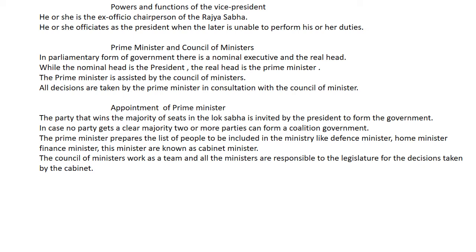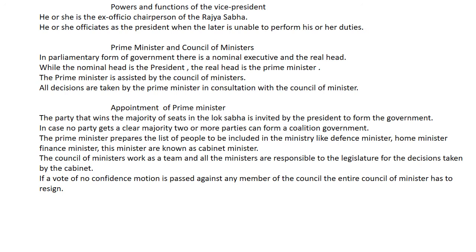The Council of Ministers works as a team, and all ministers are responsible to the legislature for the decisions taken by the cabinet. If a vote of no confidence motion is passed against any member of the council, then the entire Council of Ministers has to resign. Suppose for certain reasons the opposition says that they have no confidence in the government. Now, in that case, the party in power has to prove their majority, that is 272. Again, there will be a vote in the parliament. If the party in power cannot show its majority, then the government has to resign, that is the cabinet ministers and the prime minister. Then the president will call for re-election or invite some other parties to form the government.